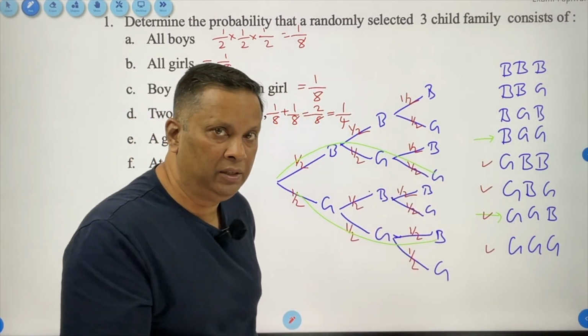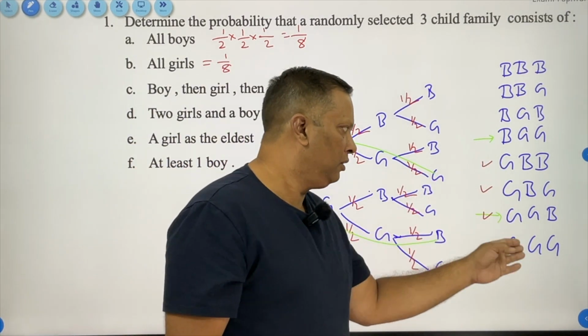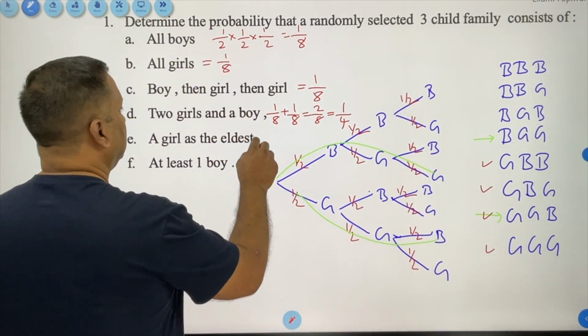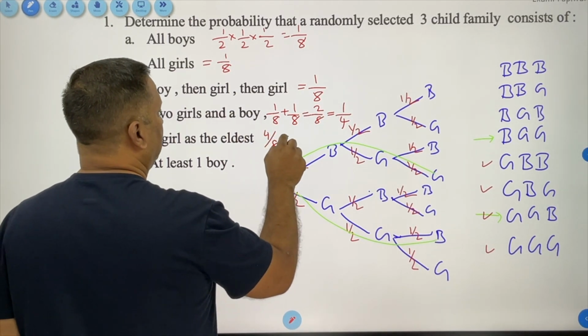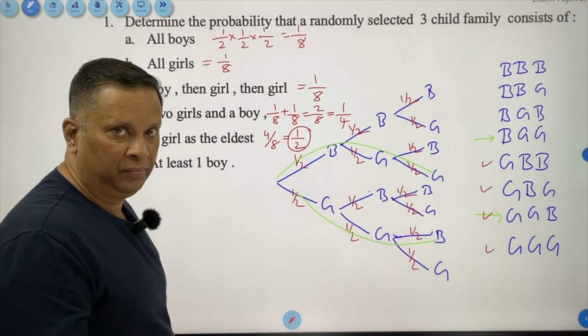The second can be anything, girl or boy. He didn't ask. A girl is the eldest. So how many are there? 4. Out of how many? 8. So it is 4 upon 8, which is half. The probability of this is exactly half.